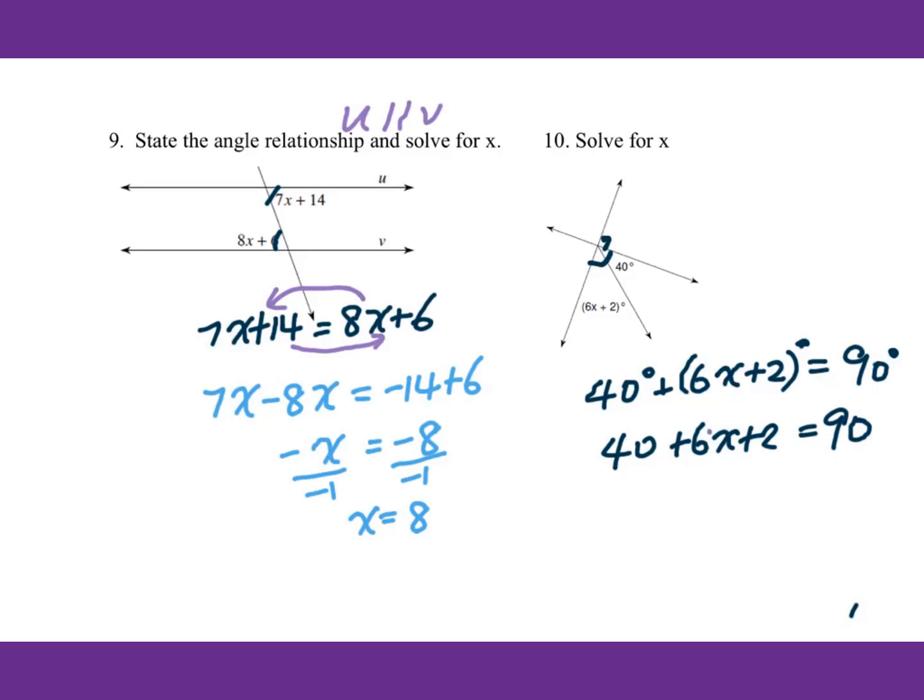Then we solve, isolate this x on one side. So subtract 40, subtract 2. You will subtract 42. You get 6x equals 48. Divide by 6, you get x equals 8.